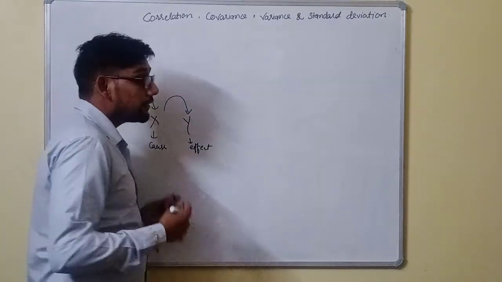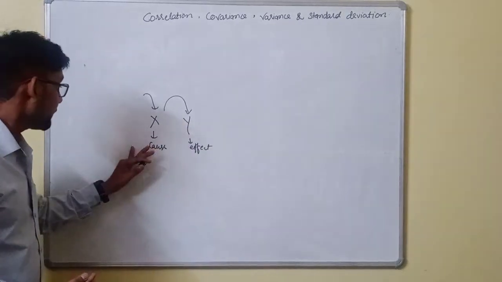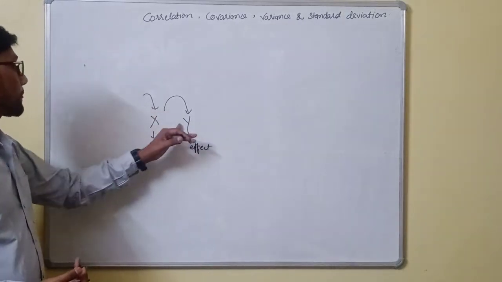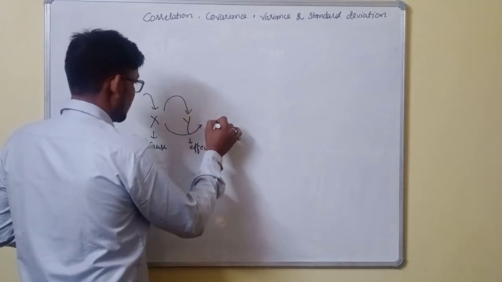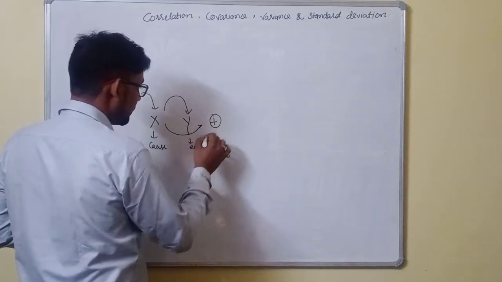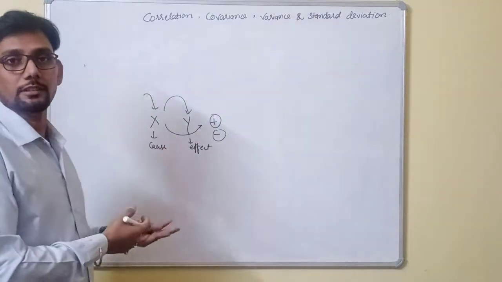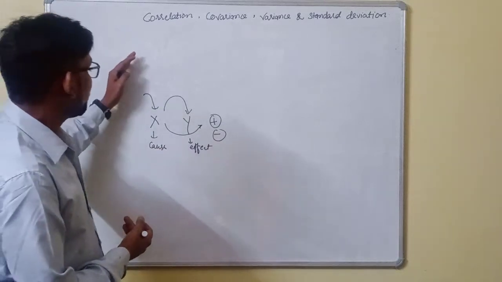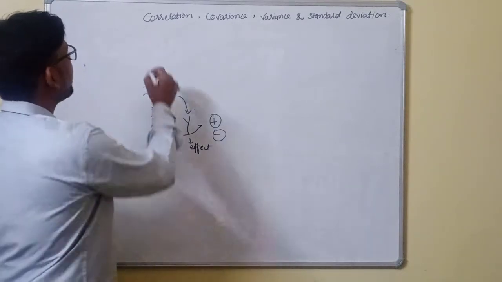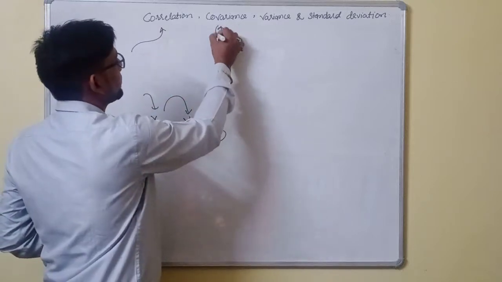It's affected in which direction? In which direction means if you change the value of x, the value of y is changed in a positive direction or a negative direction, or it's not changed, might be it's constant. There's no relationship between them, right? So before going deeply into the correlation, let's come to the covariance.